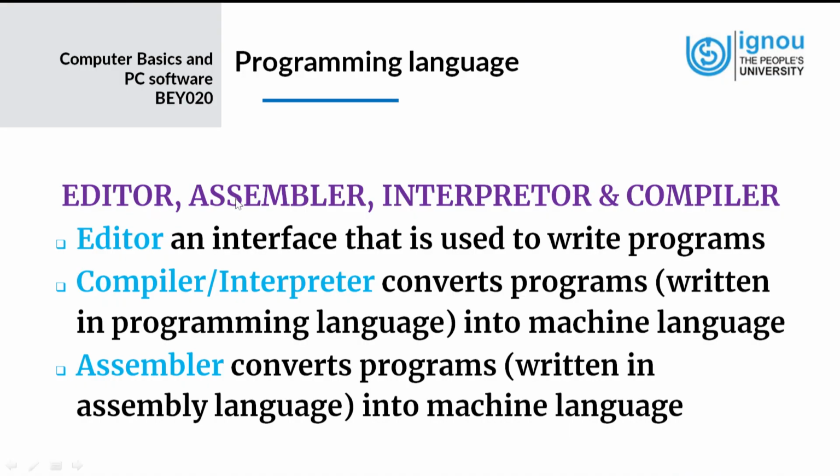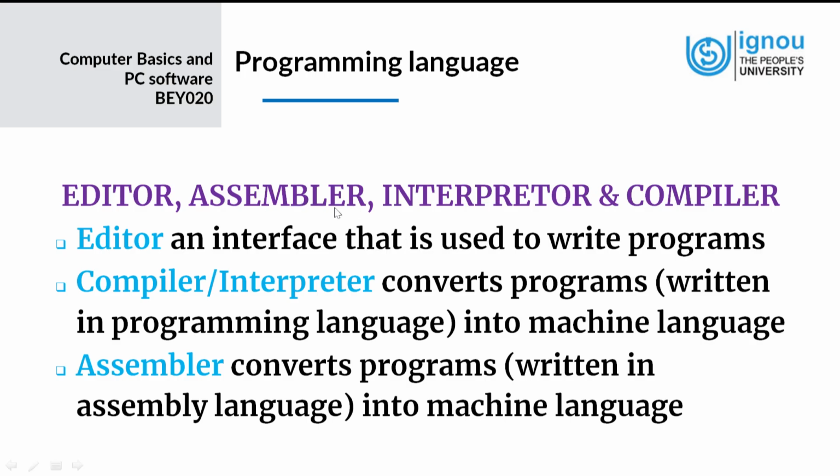Now, there is another concept in programming languages, which is basically the interpreter. After all, you have written your program in C language, but how is it going to be converted into machine language? For that, you need tools. The first tool, the editor, is primarily used for input of the program. It is an interface that is used to write your program. So this is where you will write the C program as we have just developed.